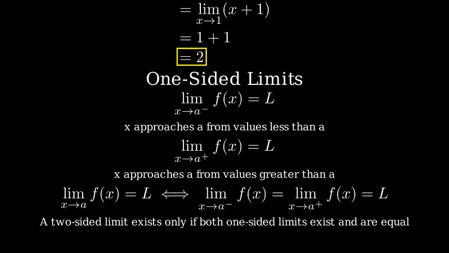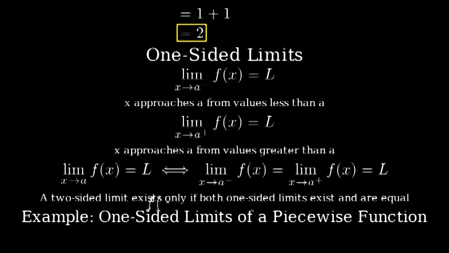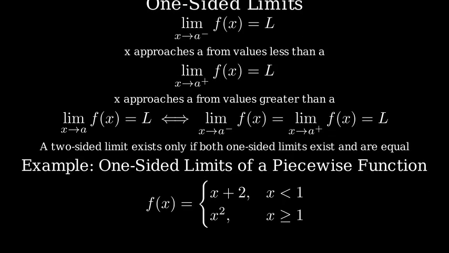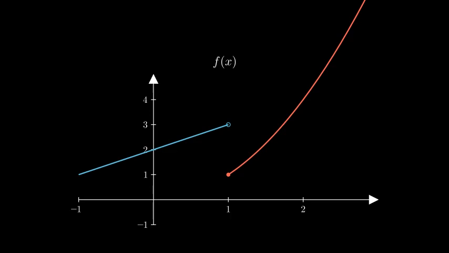Let's visualize one-sided limits with an example. Consider this piecewise function. F of x equals x plus 2 when x is less than 1, and f of x equals x squared when x is greater than or equal to 1. Let's draw this function and examine its behavior at x equals 1.